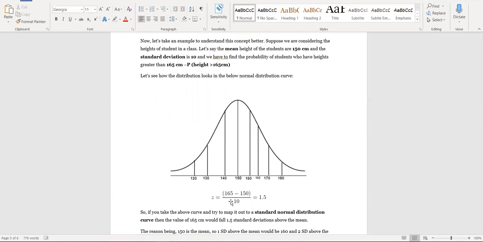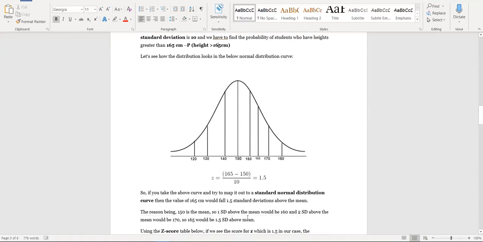So our z score will be 1.5. So this means that the z value is 1.5 standard deviations away from the mean, right? That's what we discussed previously, that a z score of 1 means it will be one standard deviation away from the mean. So here our z value is 1.5, which means it's 1.5 standard deviations away from the mean. So this 1.5 standard deviation corresponds to 165 centimeters, right?